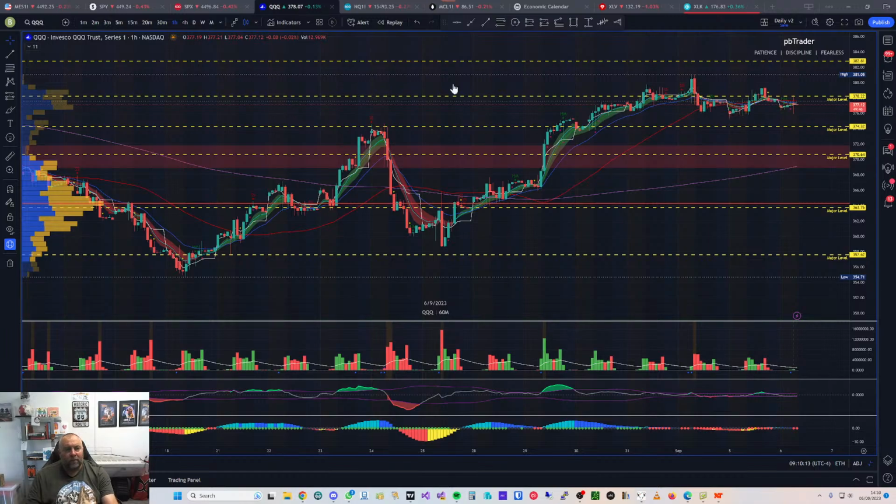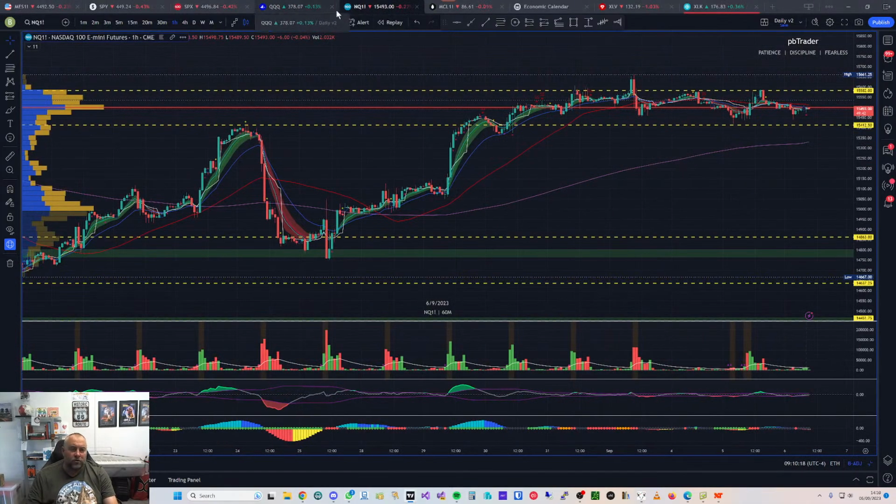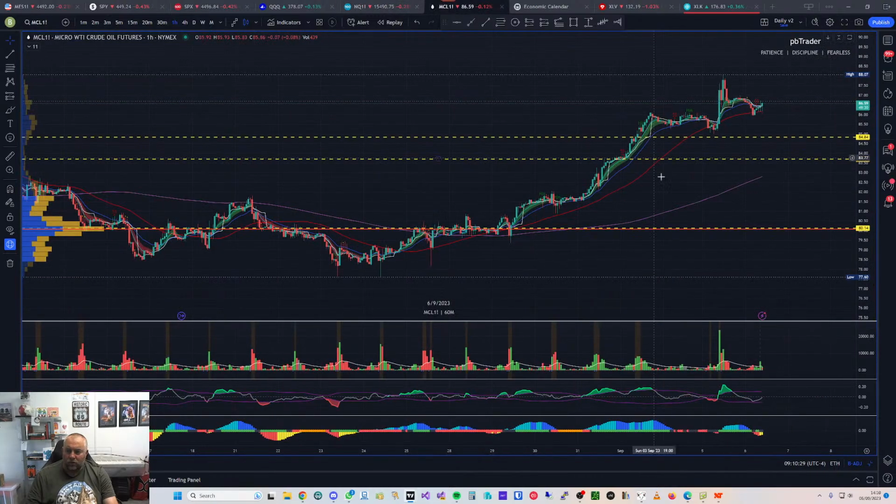So that's NQ, that's Qs I meant, and this is NQ, exactly the same. So potential bounce at 15,400 and rejection at 15,600 area. And then lastly is oil.